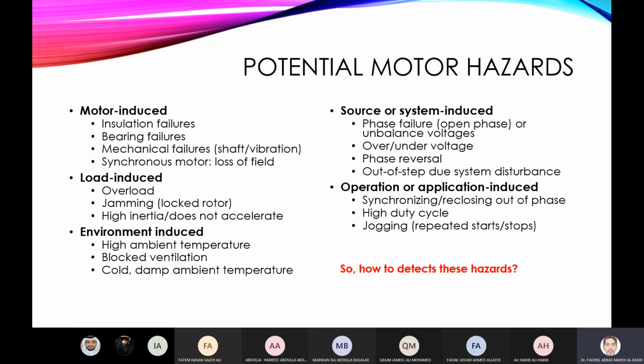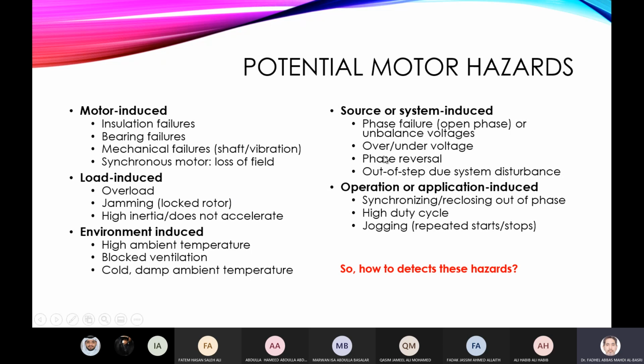Okay, also something related to, for example, we have open phase. One of the phases that supplies the motor is open. Okay, or unbalanced: the voltage supplied to the motor is unbalanced. So this is from the source, the power supply to the motor, that could have an issue.